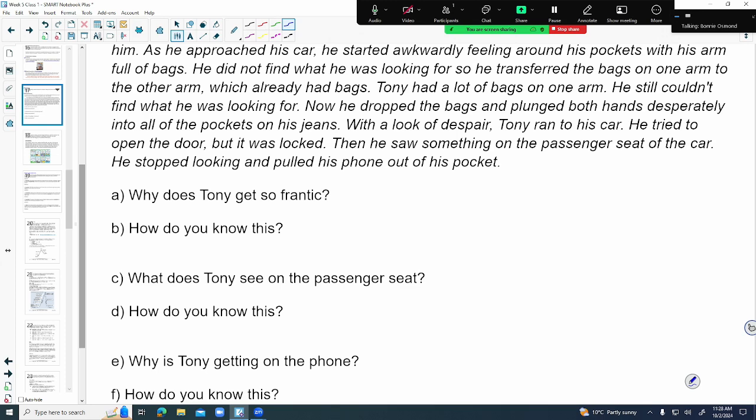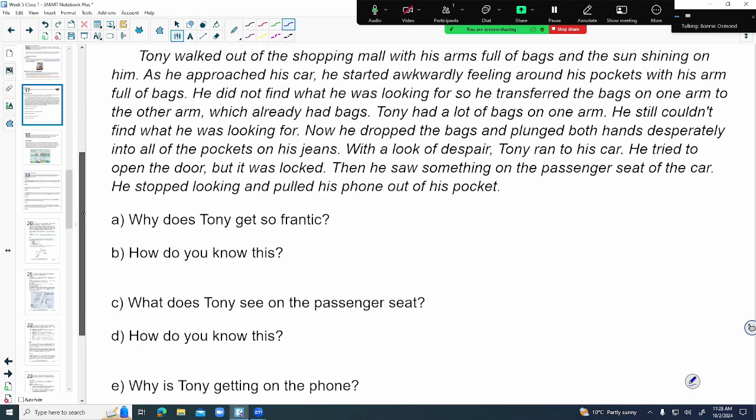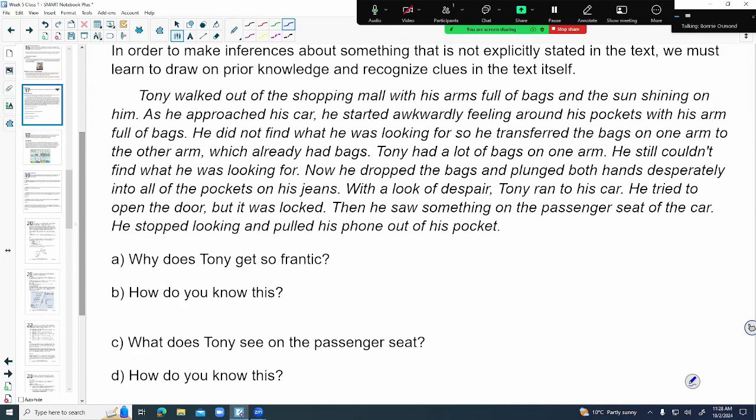So a couple of questions to make you think about this now. Why does Tony get so frantic? And we know he's getting frantic because it says, now he dropped the bags and plunged both hands desperately into all the pockets on his jeans. So he's frantically checking all of his jeans. Why does he get so frantic? Because he can't find what he's looking for.